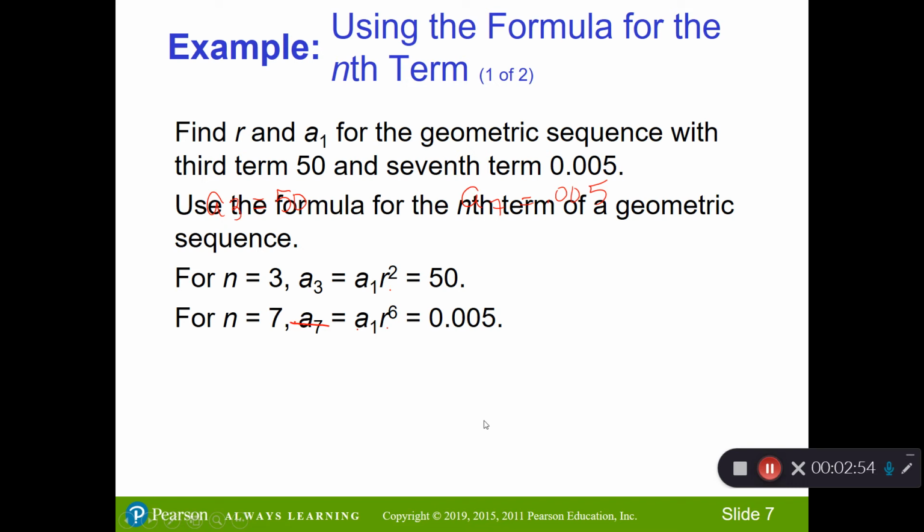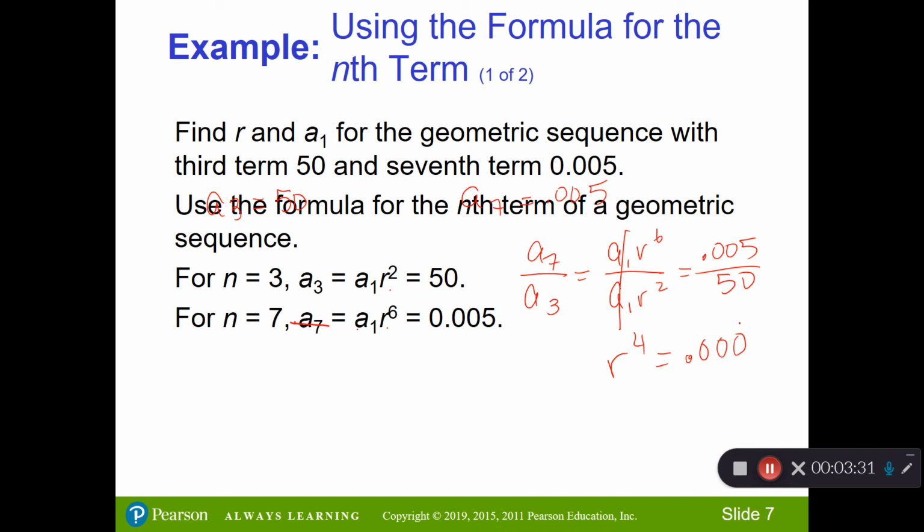So to find my r, I can take a7 and divide by a3. So a7 is a1 r to the 6. I'm dividing by a3, so a1 r to the 2. And notice that that's 0.005 divided by 50. Notice the a1s would divide off, and I'd subtract exponents here. So r to the 6 minus 2 is r to the 4th. Divide 0.005 by 50, and we get 0.0001.